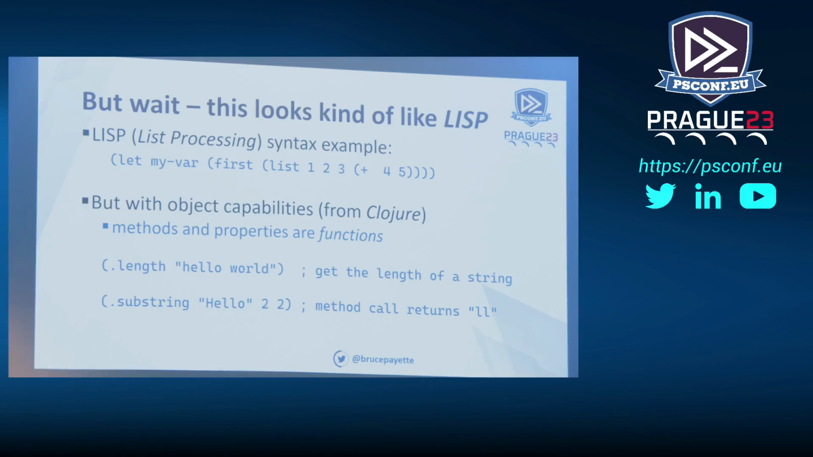Modern Lisps have been extended to support objects. So we have something like Clojure, which is a Lisp for the JVM, and it does things like treating methods as functions. Everything in a Lisp language is a function. And so instead of saying hello world dot length, you say dot length hello world. That's weird, but it actually has certain advantages. Likewise with methods, you can do substring on hello 2 + 2.